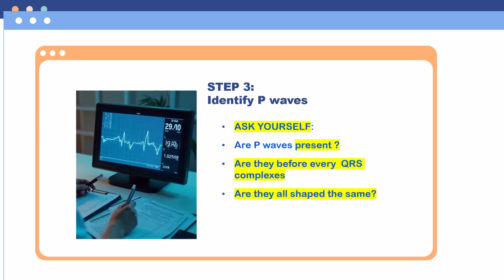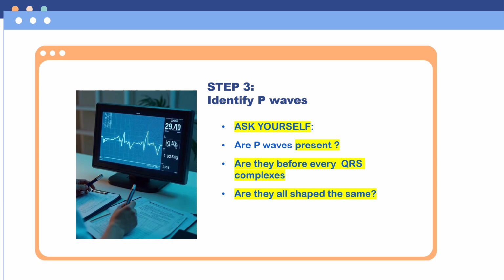Next question that you will ask yourself, see the P wave now. Can you see a P wave or not? Are the P waves present? First and foremost, if the P wave is not present, there's a problem with the atria, so it might be a fibrillation. Are they before every QRS complex, or do you have a QRS and then 2 or 3 P waves and then you have a QRS? If it is so, it means it is a flutter.